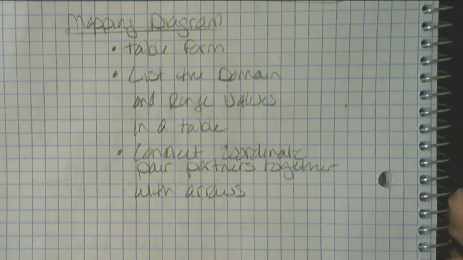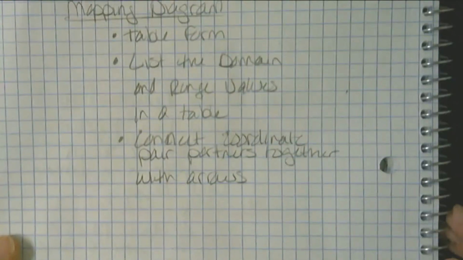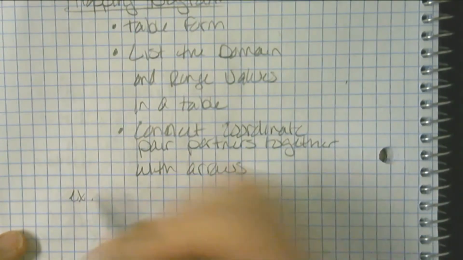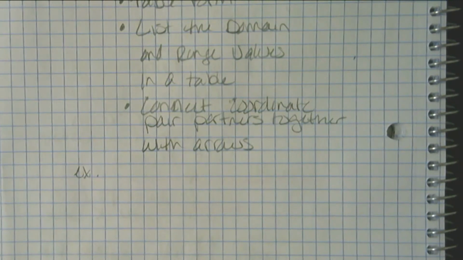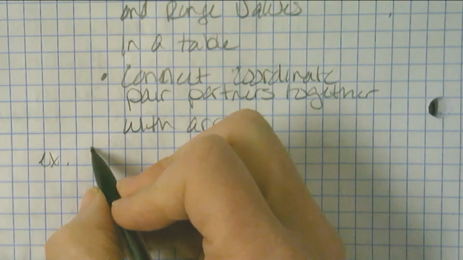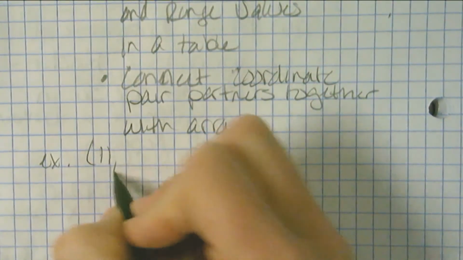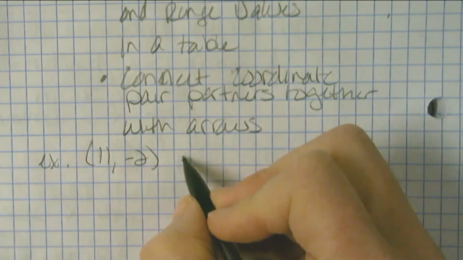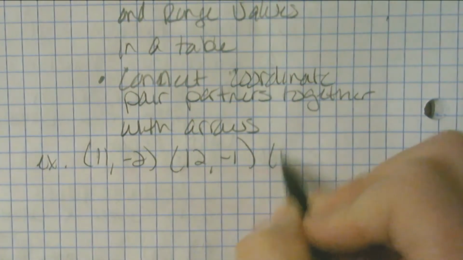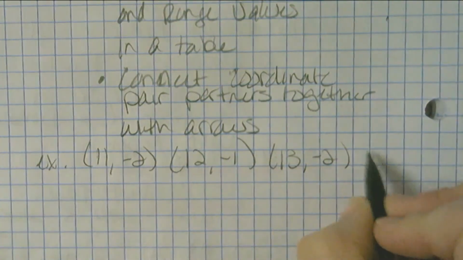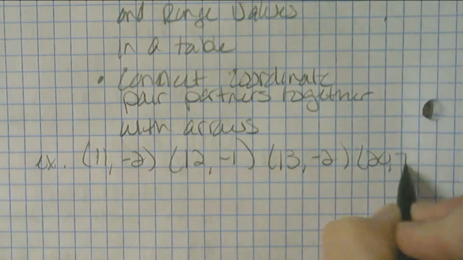So let's do this. I'm going to give you some coordinate points, and we're going to create a mapping diagram, and then we're going to determine how we can figure out if it's a function or not. Okay, so here are my points. 11, -2, 12, -1, 13, -2, and 20, 7.